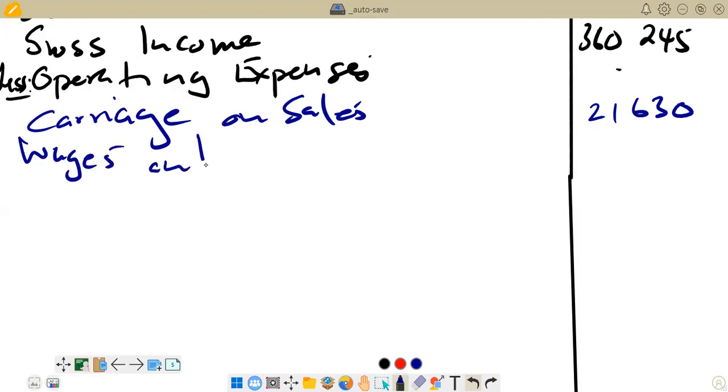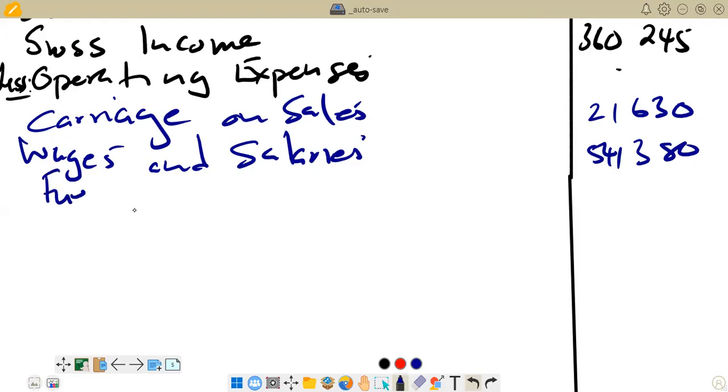Wages and salaries. And the figure that we have for wages and salaries there is 541,380. And then also we have fuel here. And the figure for fuel that we have there is 3,480.